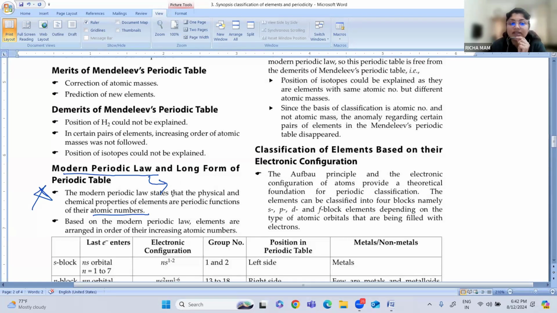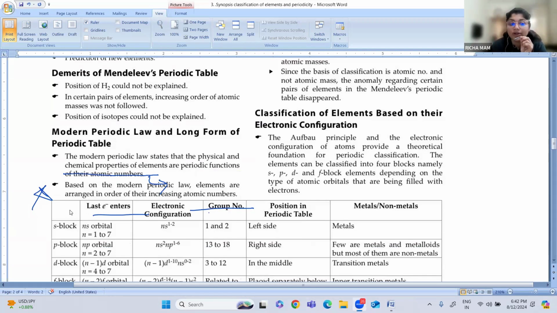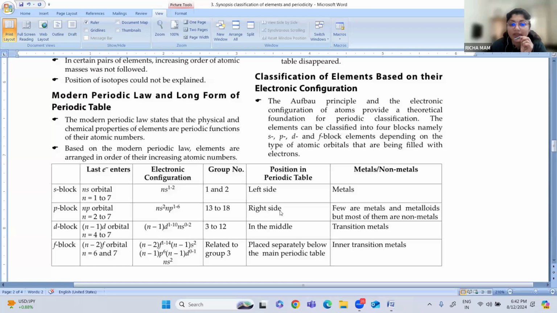The physical and chemical properties of the elements are a periodic function. Periodic function means that after some time, the elements having similar physical and chemical properties fall in the same group or same period, because of their atomic numbers and how they are arranged in increasing atomic numbers. So on the basis of the modern periodic table, the elements are arranged in increasing order of their atomic numbers.